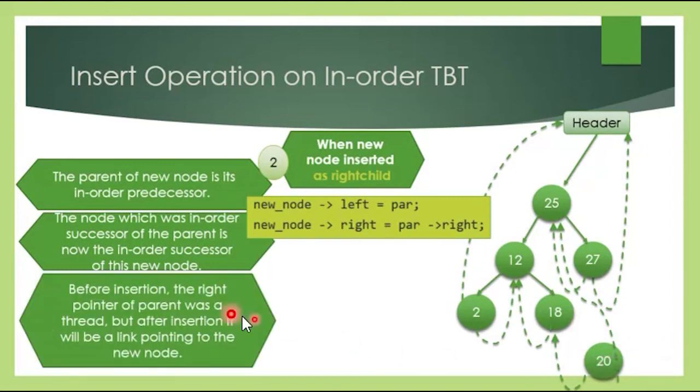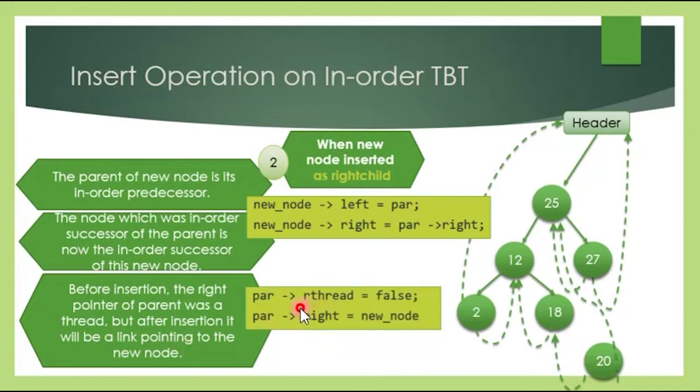Now the next step is to form a link between the parent node and the new node, or child node. For the same, what we have to do: the right pointer of the parent was a thread previously, but after insertion it will be a link pointing to the new node. Hence we have to update the right thread as false, because previously it was holding the thread to the in order successor, but currently it is holding the address of the right child.